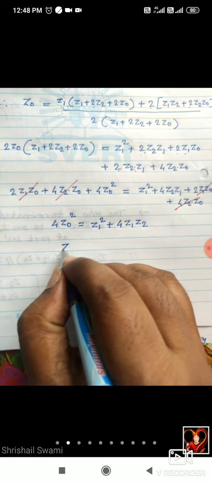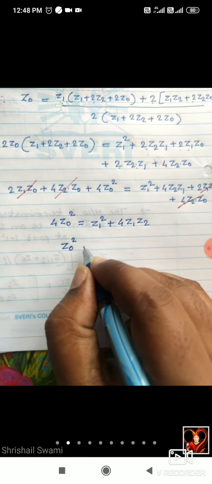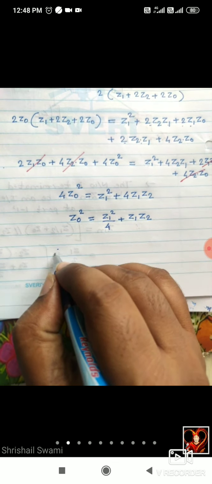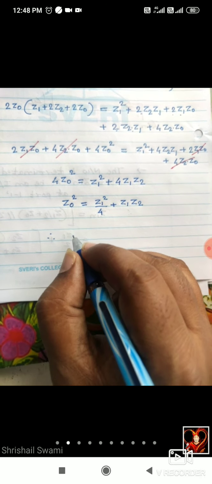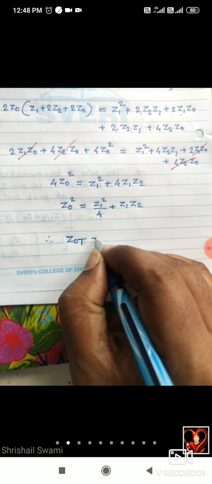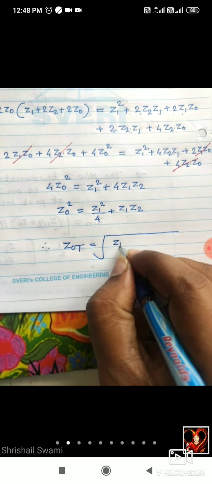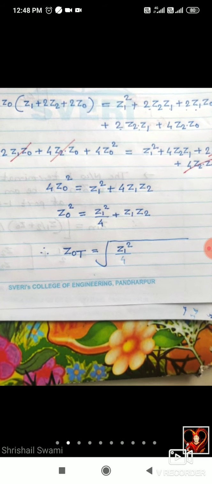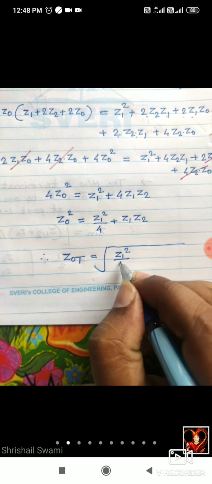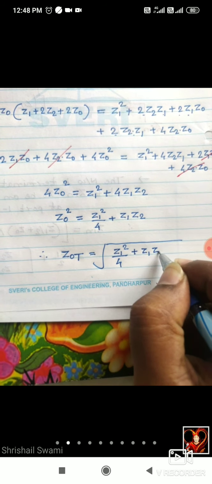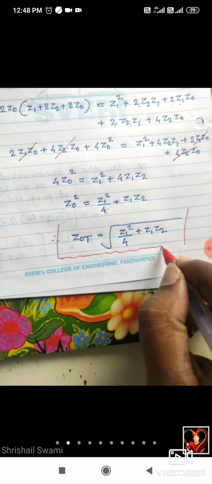Now what did we have to find out? The characteristic impedance. So Z0 square is equal to, you can take the 4 here, that is Z1 square divided by 4, and this 4 and this 4 cancel, giving Z1 into Z2. Okay, now take the square root. If you take the square root, you will get Z0T. Taking the square root on both sides, you will get the square root of Z1 square by 4 plus Z1 into Z2. So this will be the formula for calculating the characteristic impedance.